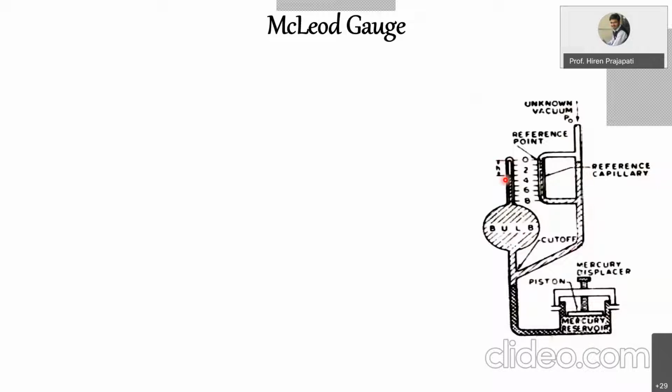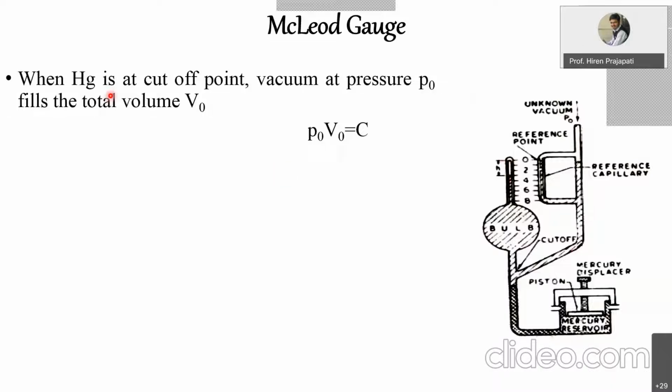Is there any query in the working of the McLeod gauge? Okay, so now according to this, if you look, initially when Hg is at the cutoff point, vacuum at pressure P0 fills the total volume V0.